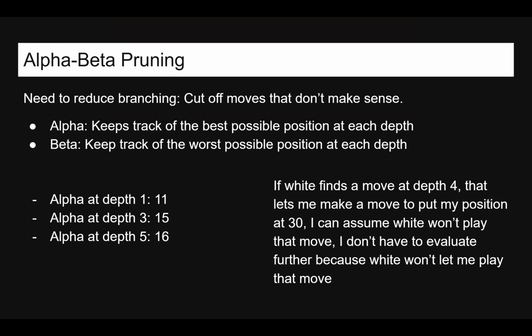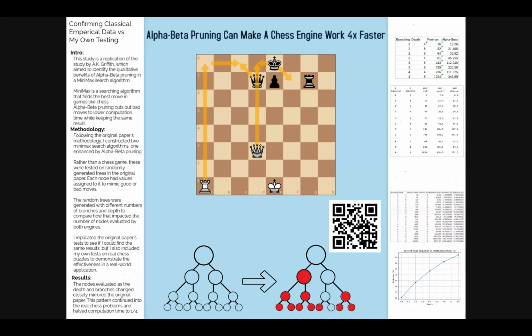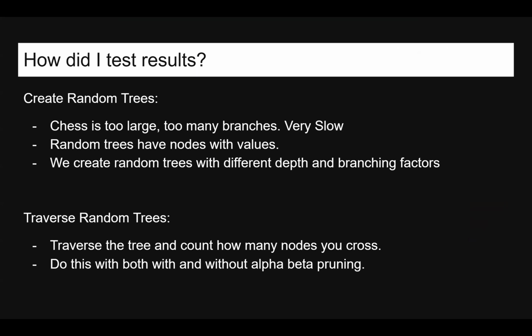So basically, if white finds a move that black can make but will result in a worse position than a move it has already made, then black will not make that move because it is already worse. So if white can find a move that black will make next turn that will result in a worse move for white, then white will not make that move because it shouldn't allow black to get a better position. So now that you understand what is happening, I can show you my results.